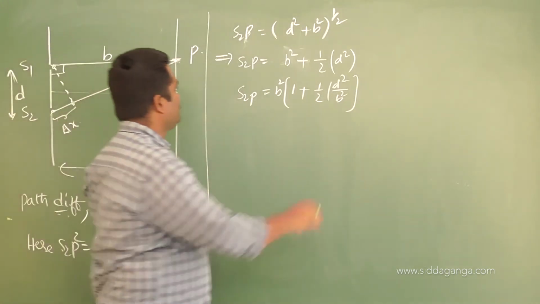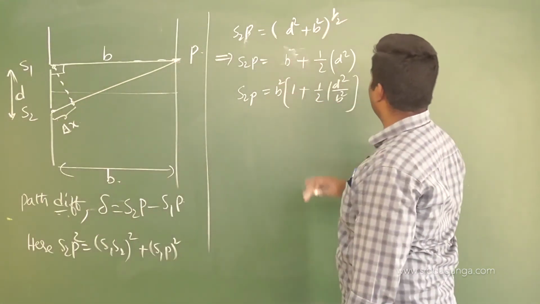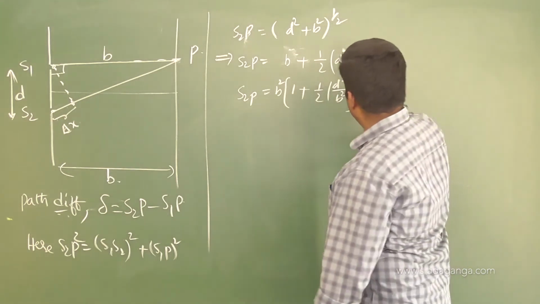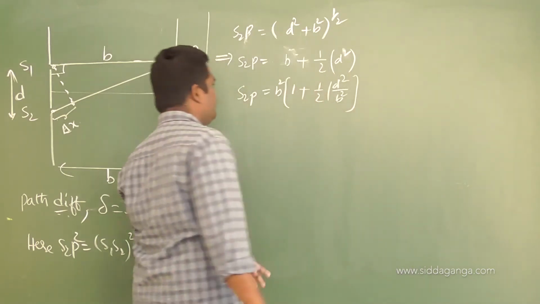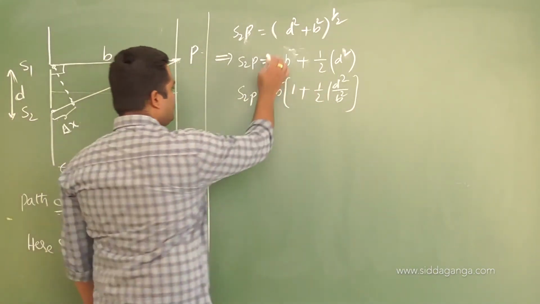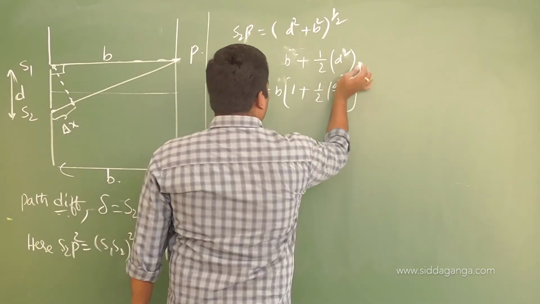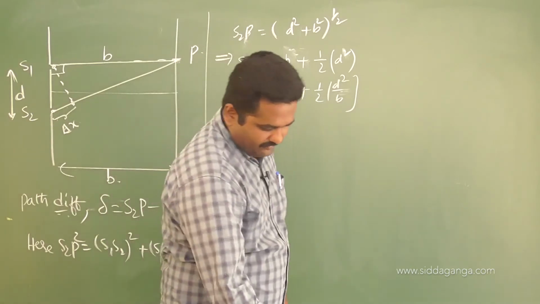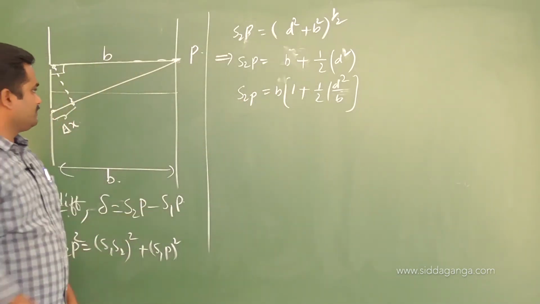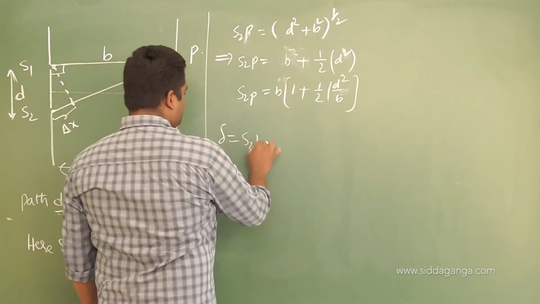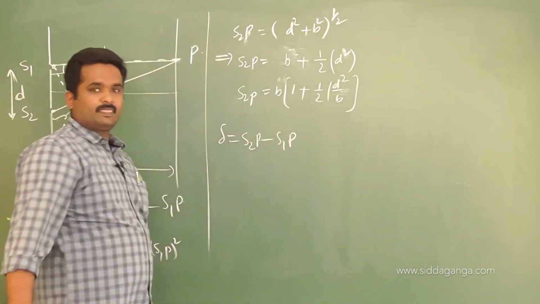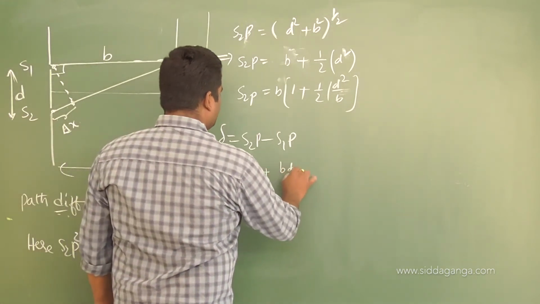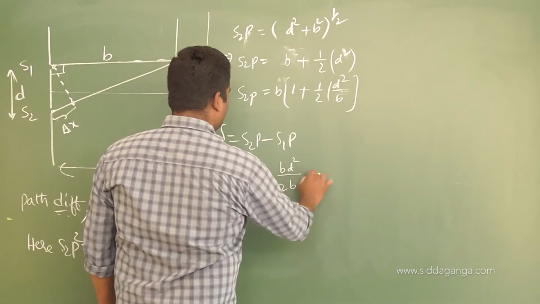Sorry, when you take the binomial expansion, this will become B, right? Half into d square you are going to get there. The next term we are going to get is B plus 1 by 2 into d square, or B, taking it outside, 1 plus d square by B. So finally you need to solve for S2P minus S1P, and we will write for that also. This is S2P minus S1P. S2P is that value, that is B plus Bd square by 2B minus B.